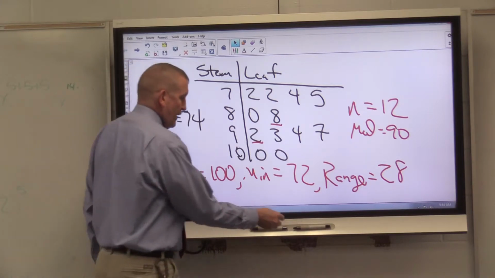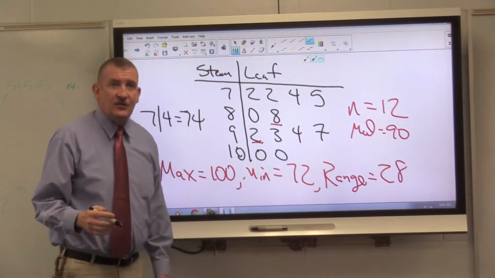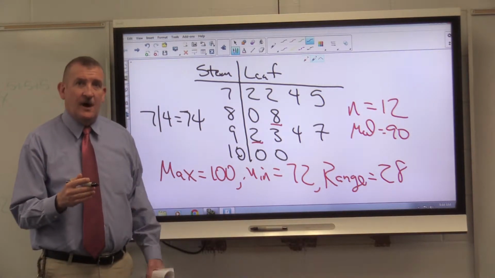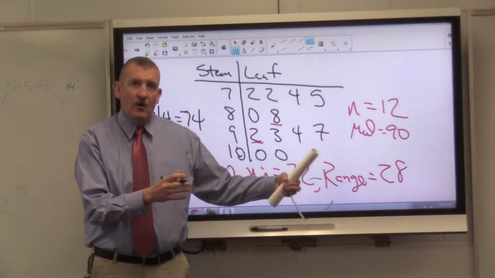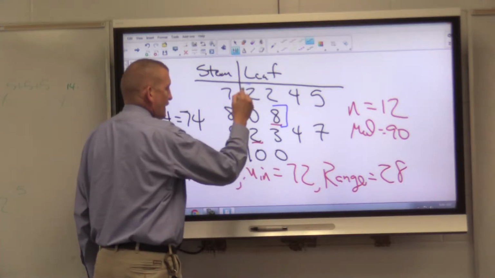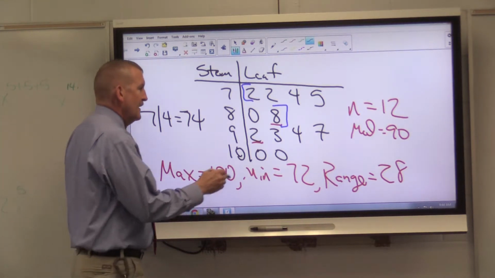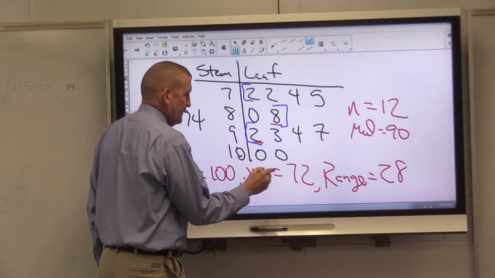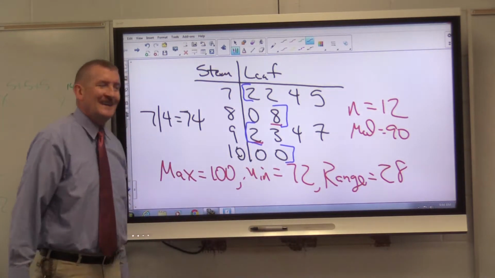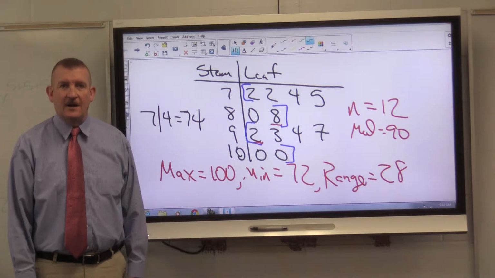So therefore, I need to separate. Your median separates what? Your data set in the lower and upper 50%. My lower 50% is going to be from 72 to 88. My upper 50% is going to be between 92 and 100. All right, 92 and 100.